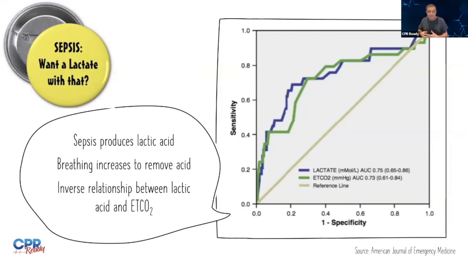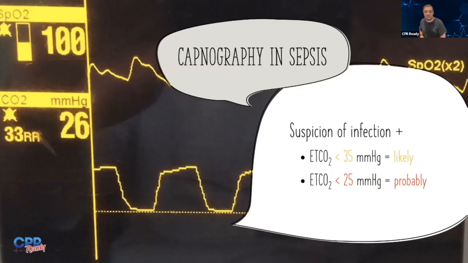But the body can't exhale lactic acid, only CO2. So in order to compensate for that lactic acid that's building up in the blood, the brain signals the body to breathe quicker, to breathe deeper, and to try and blow off that extra CO2 to restore some balance between the lactic acid and the CO2 level. In sepsis, it's not going to be successful and they're going to be acidotic. But that's why the end tidal CO2 is going to be low in somebody that has sepsis.